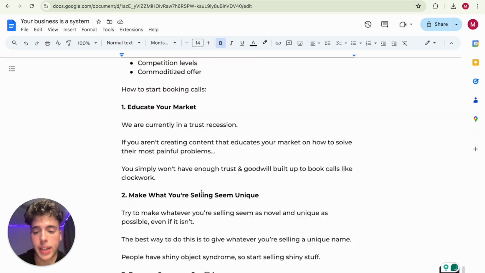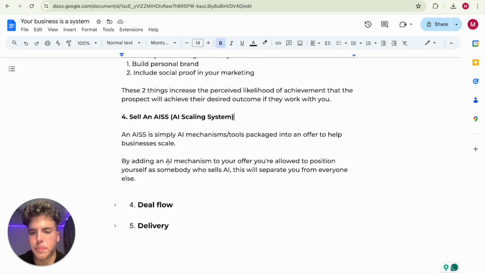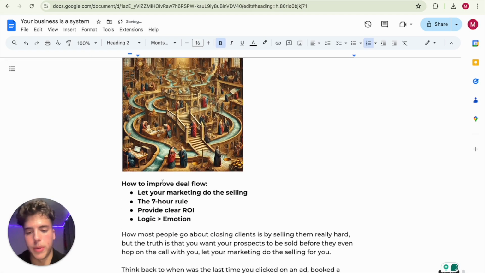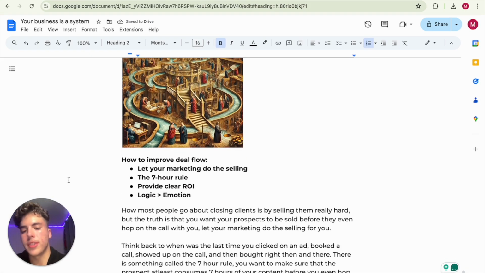But this is how you start booking calls. And so the fourth one is deal flow. How do you actually get more deals? How do you close more people? You want to let your marketing do the selling for you. You also want to implement the 7-hour rule. You want to provide a clear return on investment, and you want to sell with logic and not emotion.